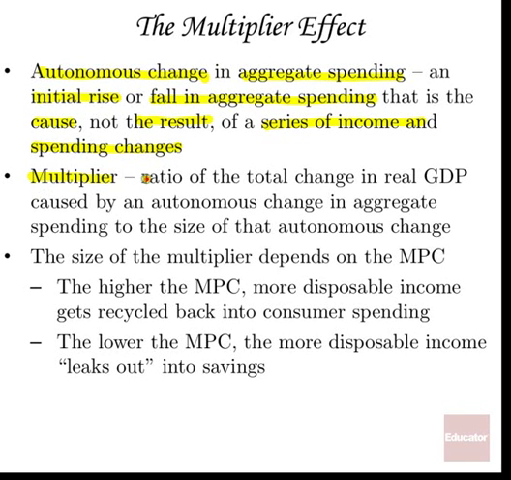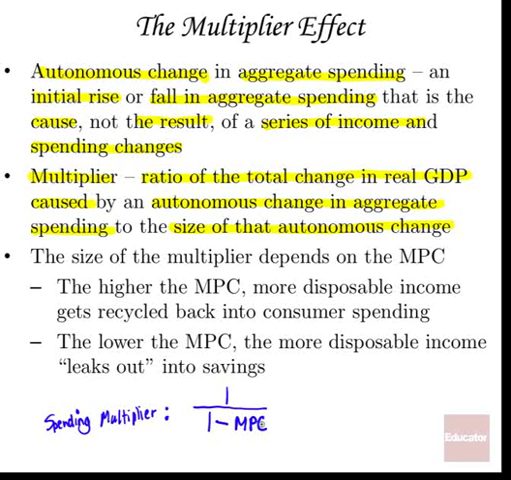Now the multiplier is the ratio of the total change in real GDP caused by an autonomous change in aggregate spending to the size of that autonomous change. Simply put, it's 1 over 1 minus MPC. So it bears worth rewriting as an equation. So the multiplier, let's call it the spending multiplier. Spending multiplier is the idea of 1 over 1 minus MPC.